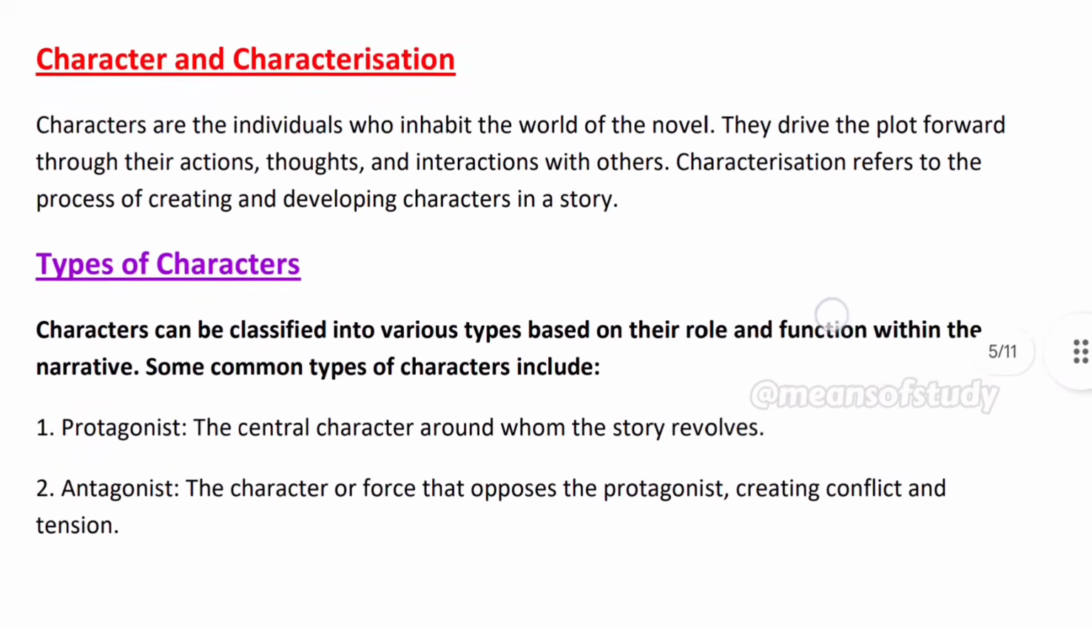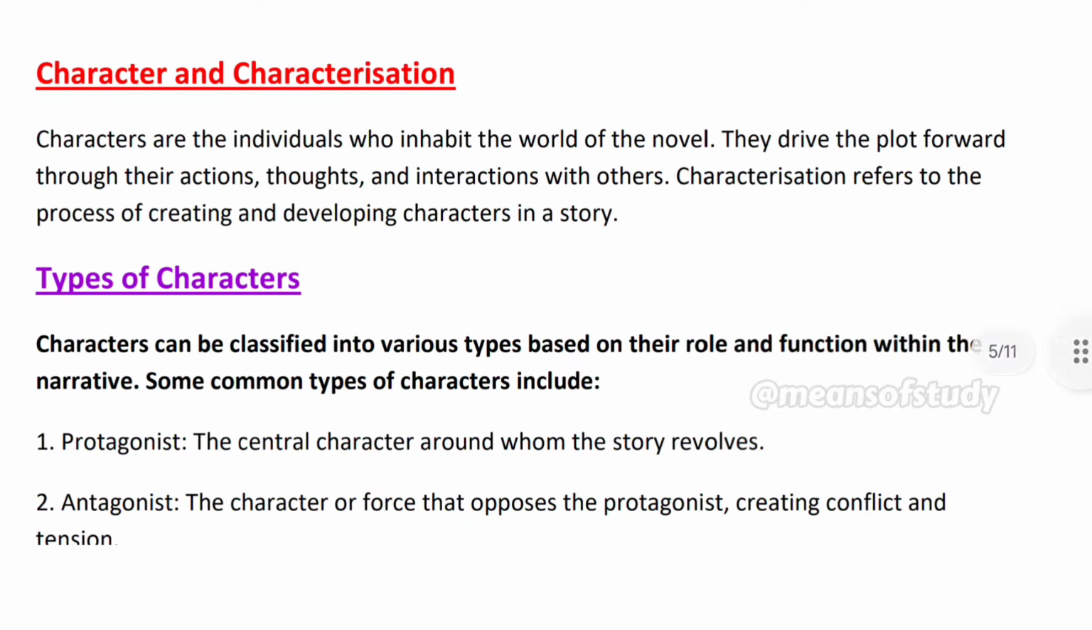Character and characterization. Characters are the individuals who inhabit the world of the novel. They drive the plot forward through their actions, thoughts, and interactions with others. Characterization refers to the process of creating and developing characters in a story.